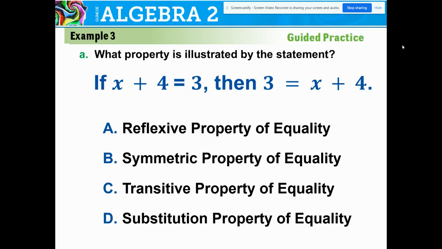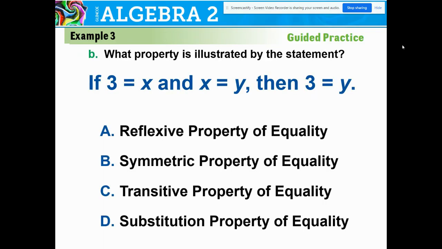Guided practice. What property is illustrated by this statement? If x plus 4 equals 3, and then 3 equals x plus 4, the two sides of the equal sign just switched. That's the symmetric property of equality. What property is illustrated in this statement? If 3 equals x and x equals y, then 3 equals y. That's the transitive property of equality.